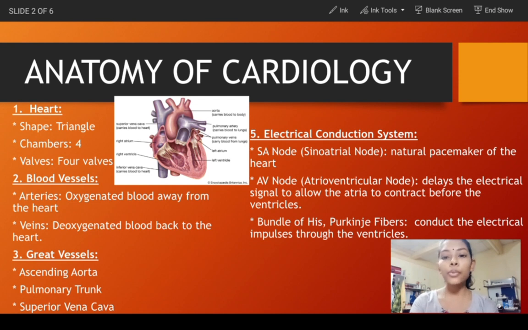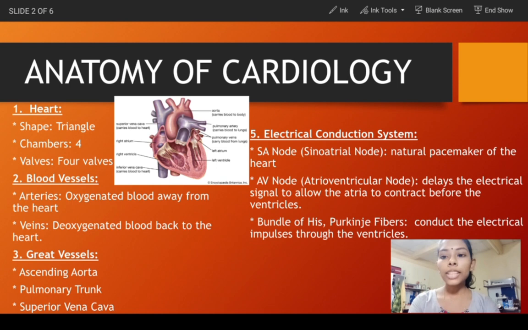Arteries carry oxygenated blood away from the heart, while the veins carry deoxygenated blood back to the heart. A heart also contains three great vessels. First, the ascending aorta, which is the largest artery that carries oxygenated blood from the left ventricle to the rest of the body.